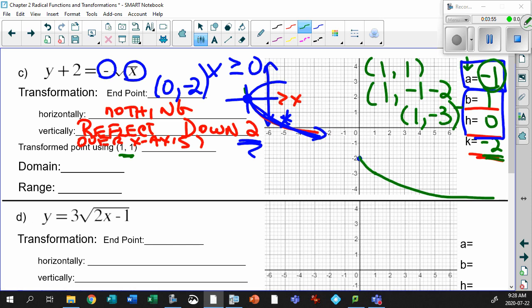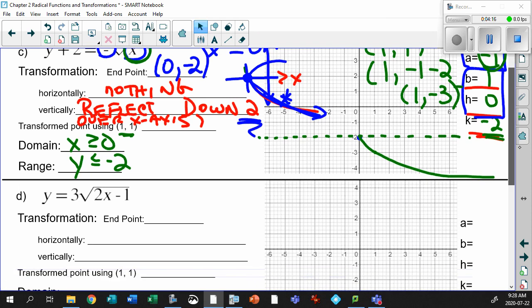Neat. Domain. X is still greater than or equal to 0 based on that restriction inside there. Okay, but our range now, look at our range. Everything below -2. So y has to be less than or equal to -2. What a neat question. Okay, so let's make it even a little bit more complicated.